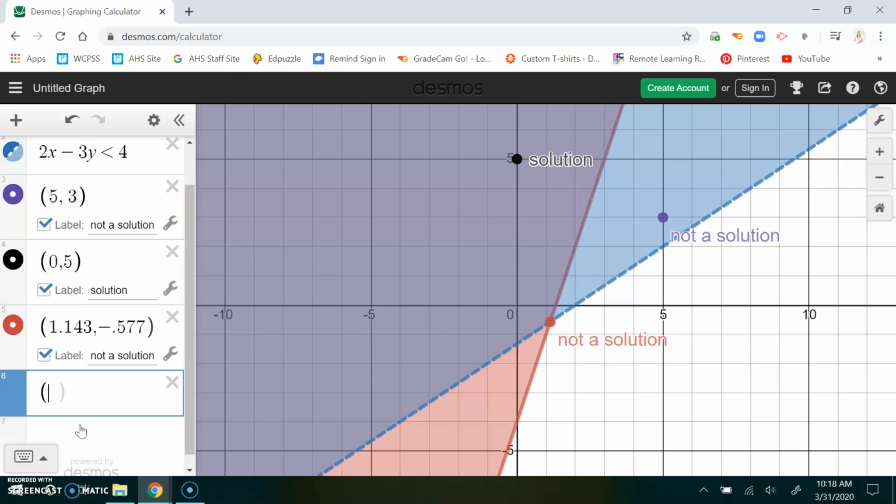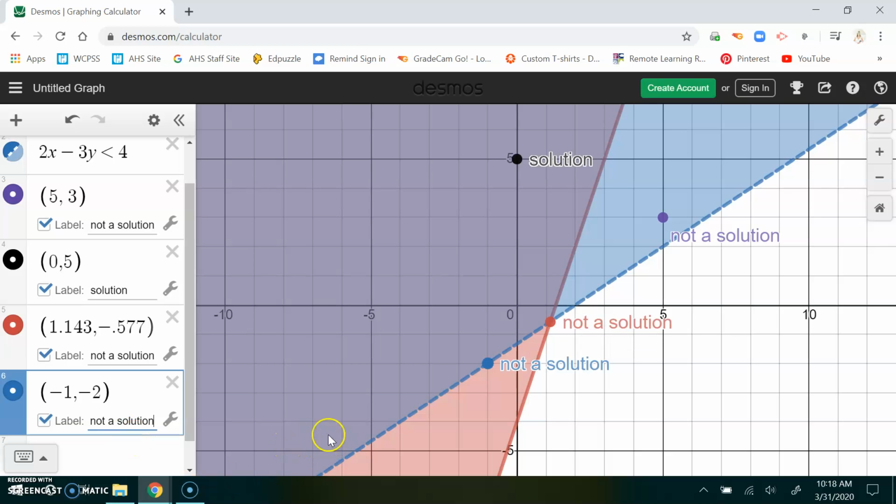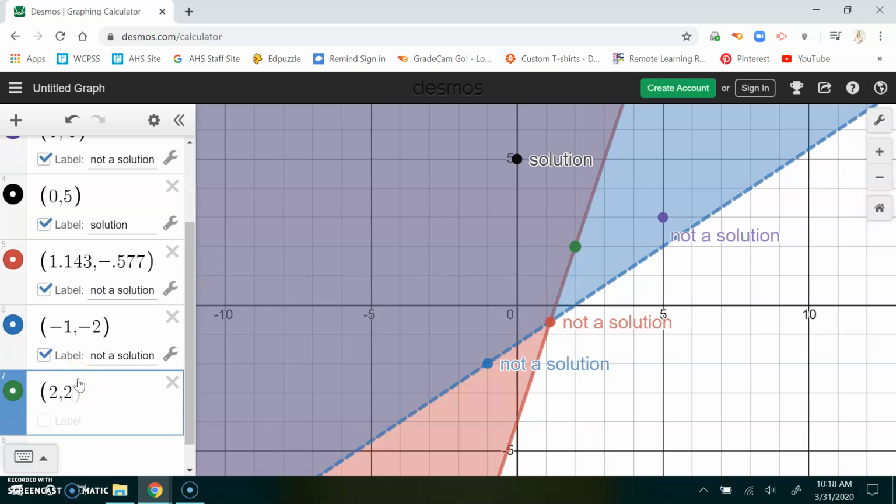If we look at the point -1, -2, that point is on a dotted line, so it is not a solution. It's pretty easy to figure out, right? If we look at the point 2, 2, it's on the solid red line in the double shaded area, so this one is indeed a solution.